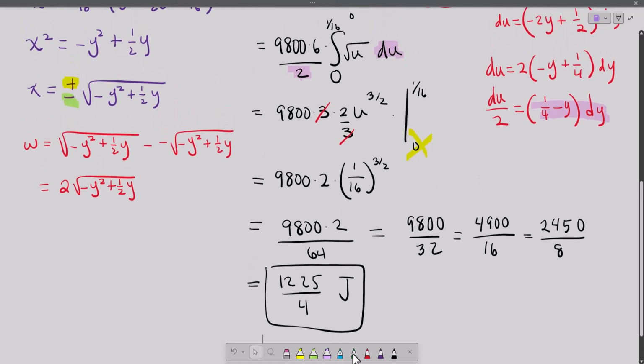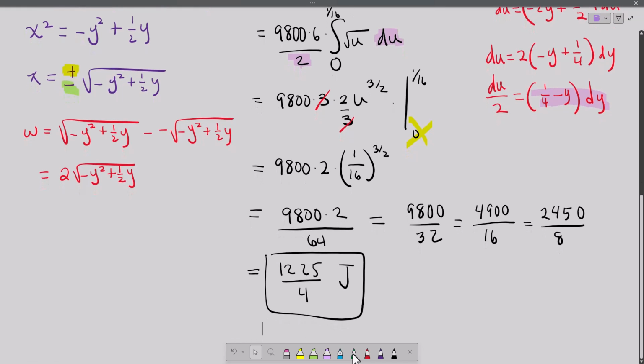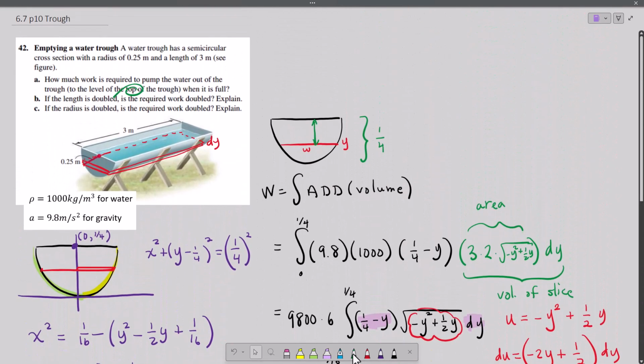Okay, so this is the hardest one. So we did the easiest one, which is the cylindrical tank. Now the hardest one is this trapezoidal trough. Now they ask us a couple of auxiliary questions here. If the length is doubled, is the work done doubled?